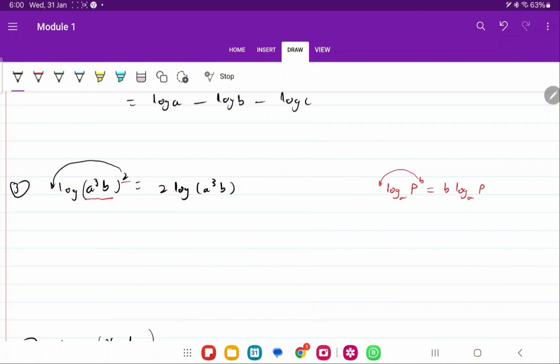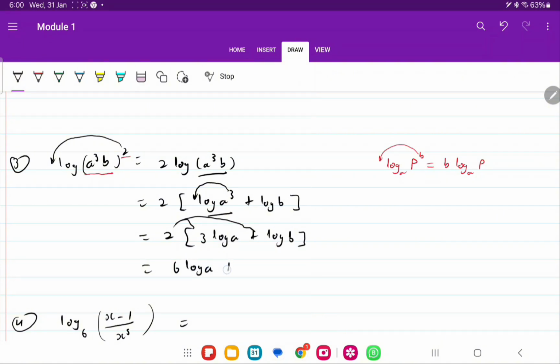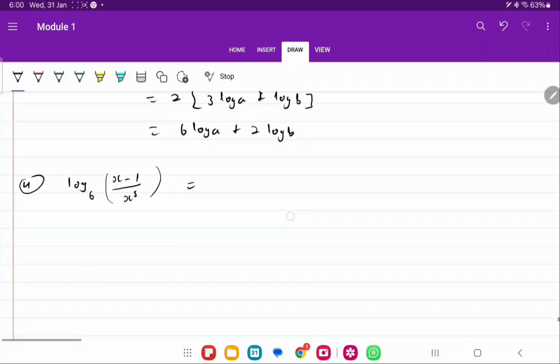And now which law can I apply to expand this logarithm? I can use the product law. So it's going to give me 2 times the log of a cubed plus the log of b. And if you notice here, for this logarithm, I can use the power law to bring this 3 down. That's going to give me 2 times 3 times the log of a plus the log of b. So if I distribute the 2, I'm going to get 6 times the log of a plus 2 times the log of b. Okay, so let's move on to the next question.